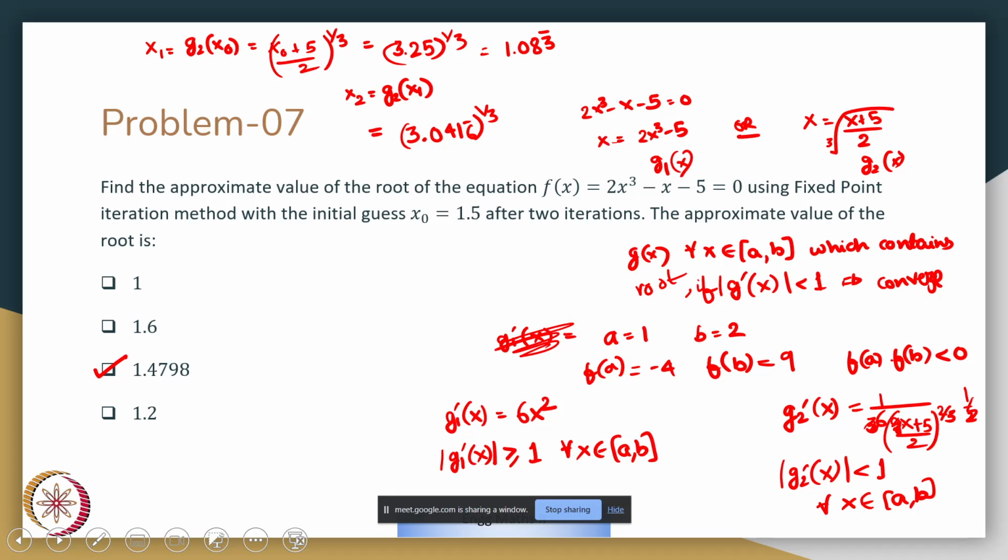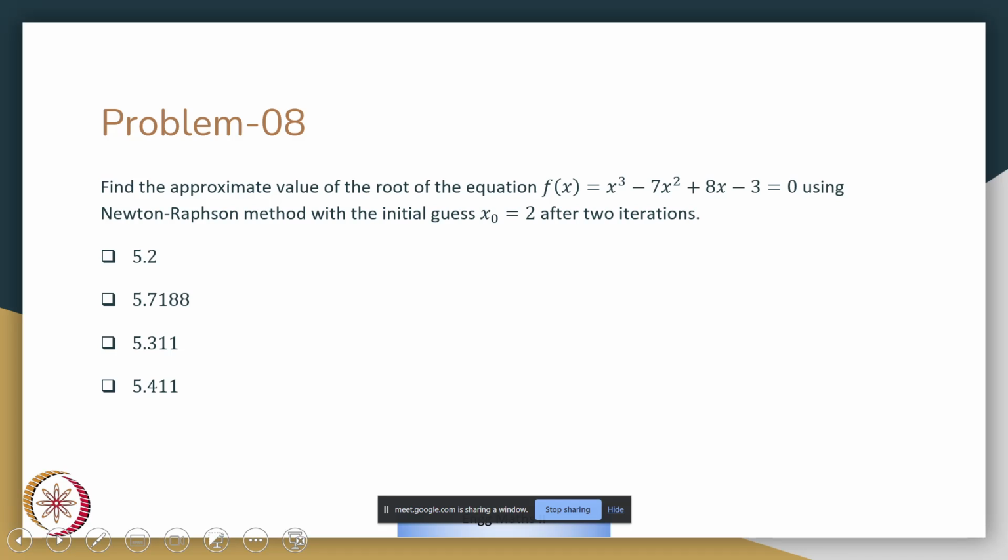With this fixed point iteration clear and the condition of the norm of g dash also clear, we now move to problem number 8, which is an example of the Newton-Raphson method. So we are given f of x is equal to x cube minus 7x squared plus 8x minus 3, and we are asked to find the approximate value of the root using the Newton-Raphson method.